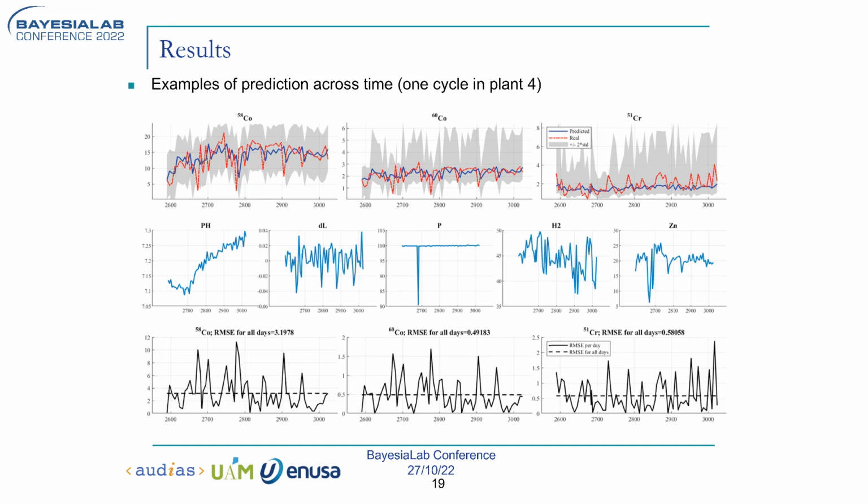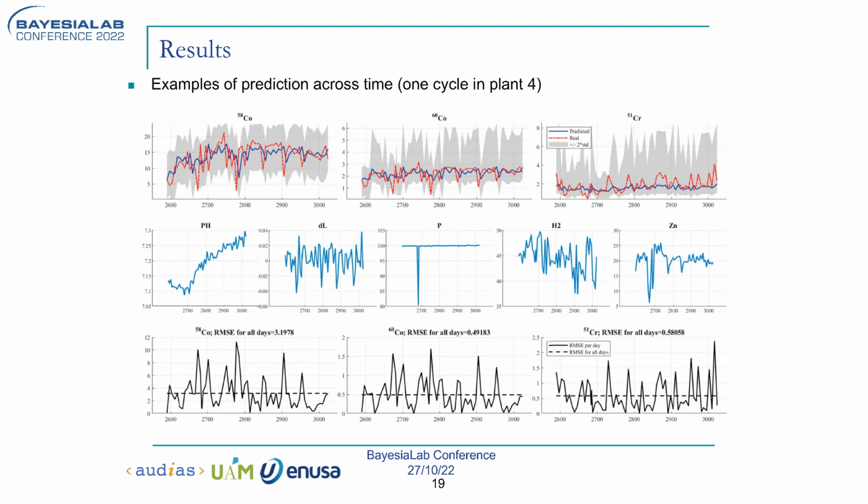So here we can see also the variables and their evolution in time. This is the pH of the plant. This is the differential of the letdown. The power, which is most of the time 100%, but in some places it becomes lower because the plant is changing the operations and so on. And you have the H2, the zinc, and so on. Then you have the root mean square error of the prediction with respect to the real value.